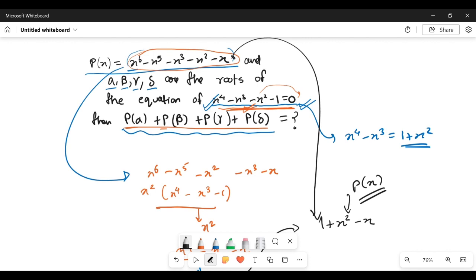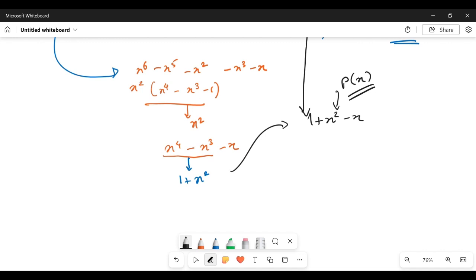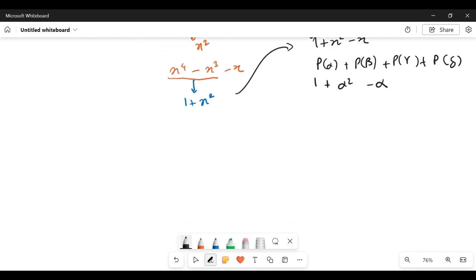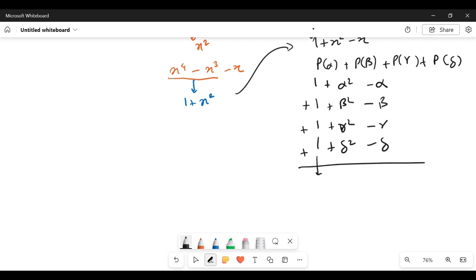All right, so if we write now p(alpha) plus, let's say, p(beta) plus p(gamma) plus p(delta), what will it be? 1 plus alpha square minus alpha. And I'm not going to change the order, because let me show you. 1 plus beta square plus gamma square plus delta square minus beta minus gamma minus delta, and here there are plus. So these 1s will evaluate to 4, right? Now what is alpha square plus beta square plus gamma square plus delta square? This thing. And then what is this thing?